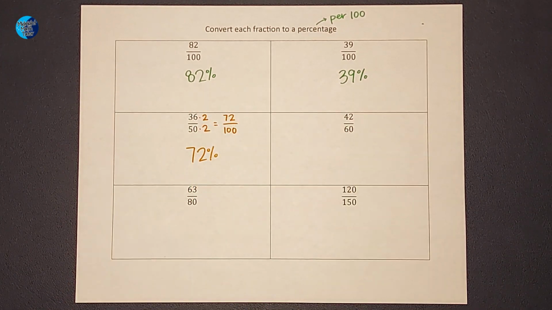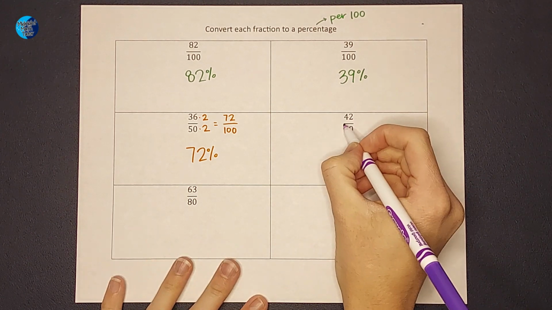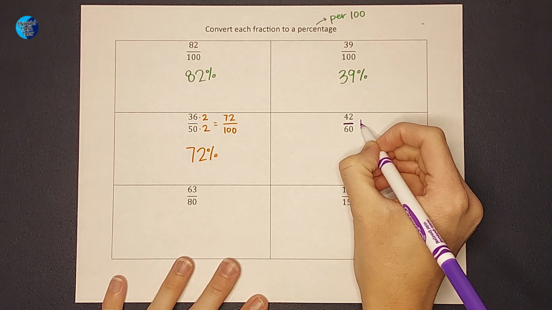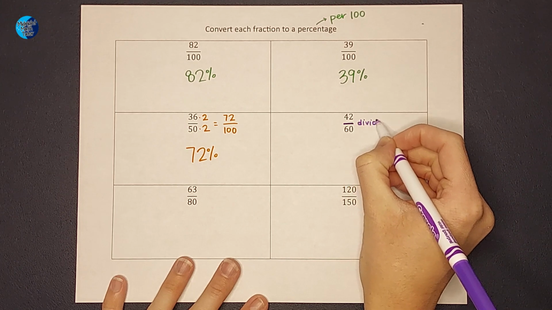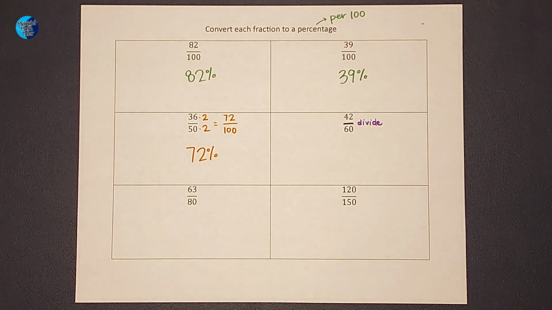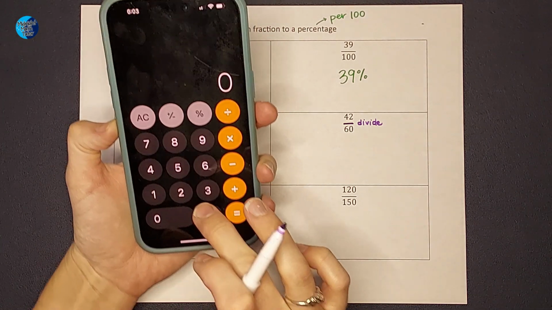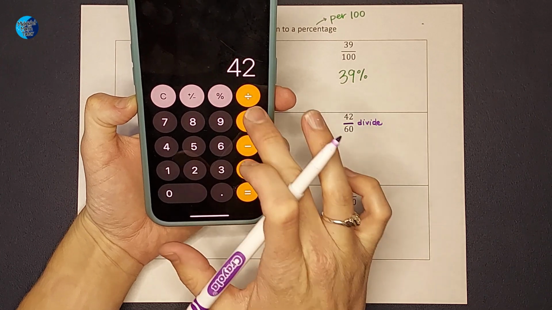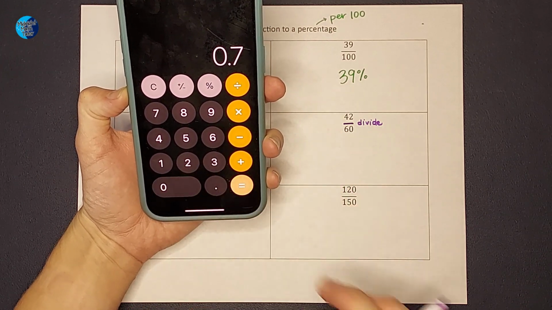All right, but if you're thinking there's a lot of fractions that are not easy to get to 100, I got you. The next way we're going to do, you're probably going to like. So another way to do it is this line means divide, right? It's a fraction, but that really means divide. So what I'm going to do is take 42 and divide it by 60.